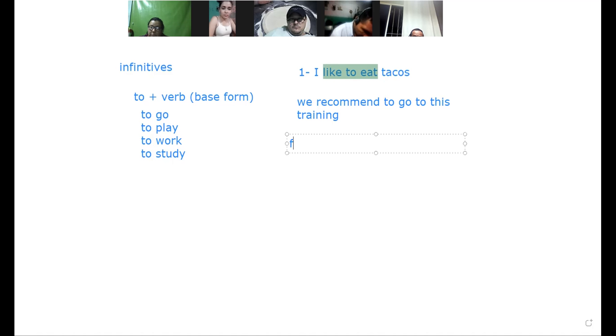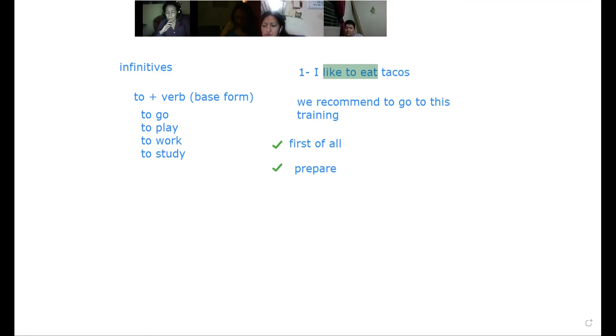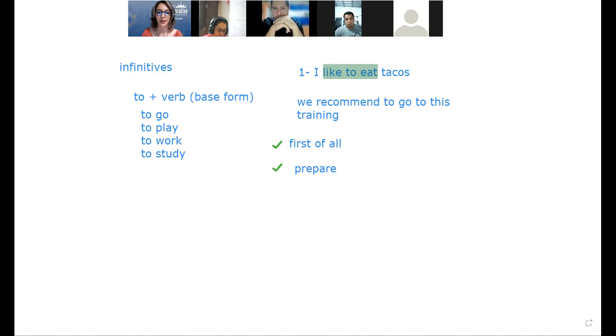Y luego, esta es una palabra que iría así, sobre el spelling, sería first of all. Así es la manera correcta de poner esta frase, first of all. And number three, this is the correct: prepared. That's the pronunciation and the spelling of the verb prepared. Okay, just those points. Solo quería darles esos pequeños puntos.